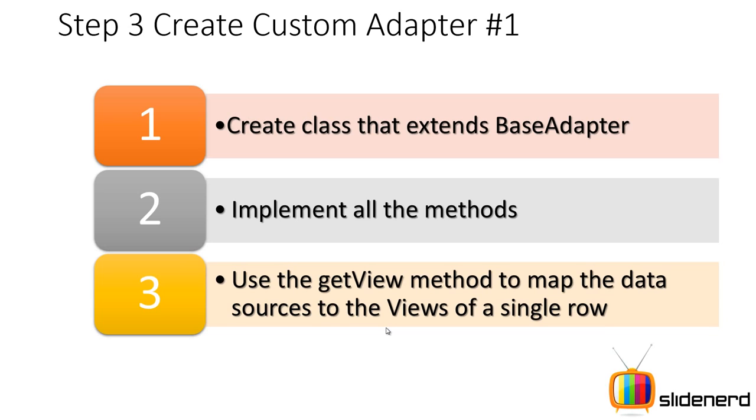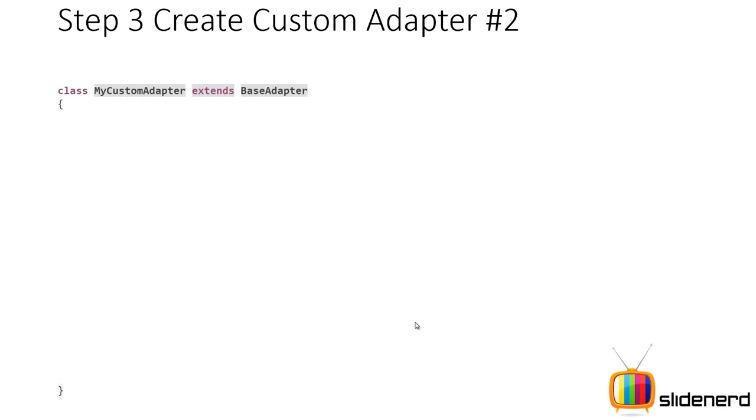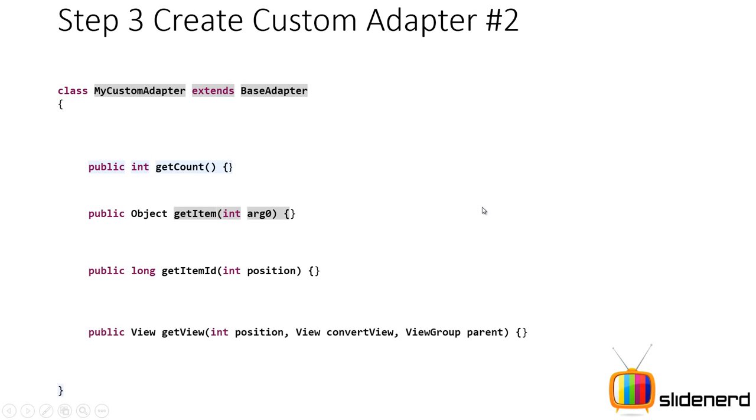So let's see how these things are done in detail. Step 1, create your class that extends BaseAdapter. Step 2, override the methods that the BaseAdapter provides. Now you guys look at these methods and you're like, hey dude, what is this?